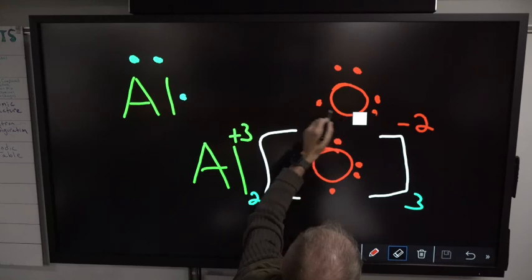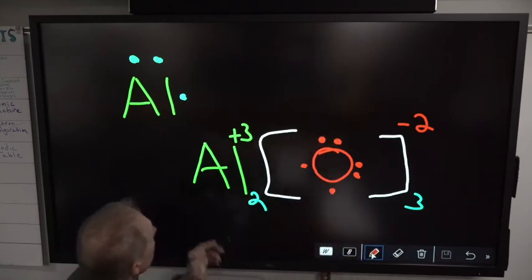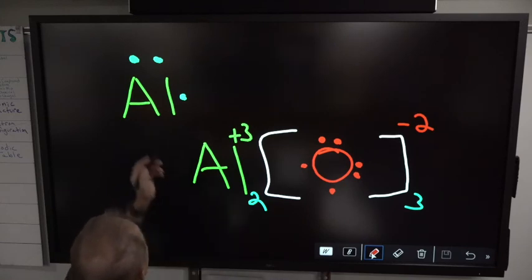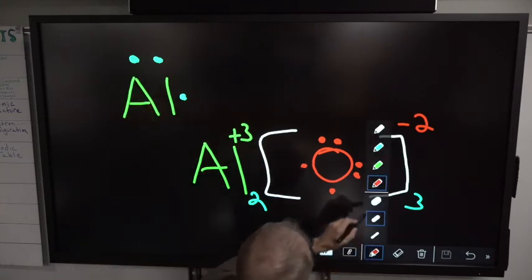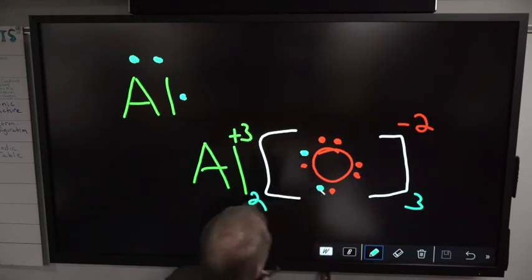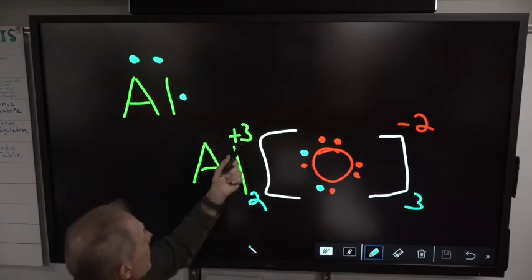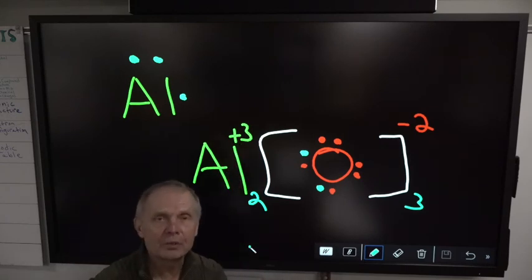Let's erase this stuff. Now, aluminum wants to lose 3, but it gets 2. It only needs 2 more. There's 1 and there's 2. And people are going, but wait a minute. Oxygen only took 2, and aluminum wants to give away 3.